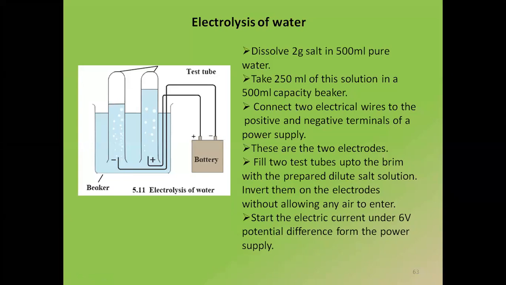I'll repeat once again. First, I took pure water. I dissolved salt in it to make sure that it conducts electricity. Then half the amount of that water was taken into a 500 ml capacity beaker. Then definitely connect it with the power supply. One is the negative and one is the positive terminal, which are my electrodes. Then I am going to take 2 test tubes which are completely filled with the same solution.